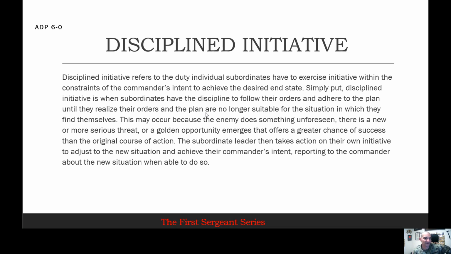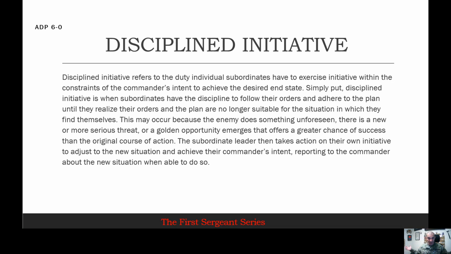So, disciplined initiative, right? This is the next principle. Disciplined initiative refers to the duty individual subordinates have to exercise initiative within the constraints of the commander's intent to achieve the desired end state. Simply put, disciplined initiative is when subordinates have the discipline to follow their orders and adhere to the plan, and to use their initiative when the orders and the plan are no longer suitable for the situation in which they find themselves.